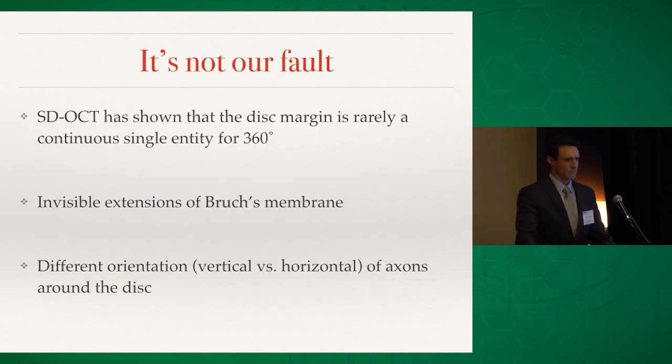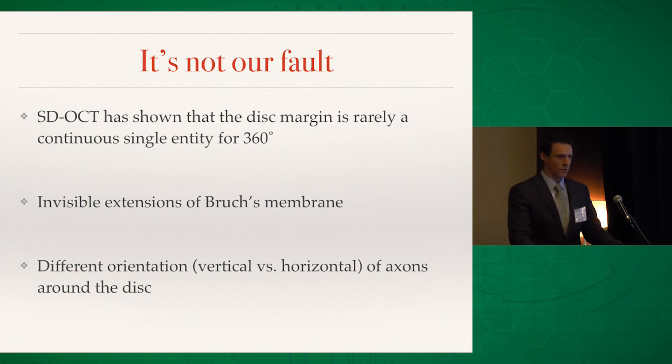So the good news is that we're not doing anything wrong. With advances in OCT technology, we've been able to see that the disc margin is rarely this continuous single entity. Rather, it's made up of a couple different structures, such as that border tissue, as well as Bruch's membrane opening. The reason the termination of Bruch's membrane plays a role is that there are invisible extensions that we can't see at the slit lamp or on photographs. If you think about an intact Bruch's membrane, the axons are not going to go through it. They have to extend past before they dive into the scleral canal. So it stands to reason that this would be the true anatomical margin of the outer neuroretinal rim.